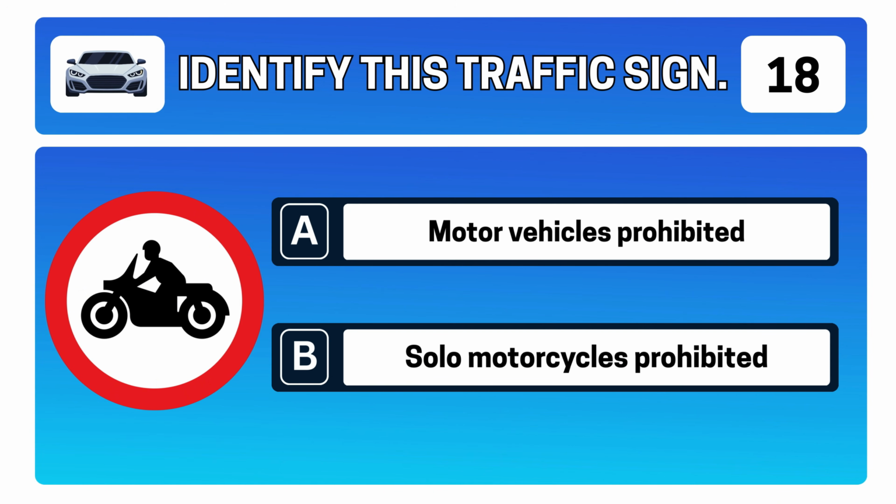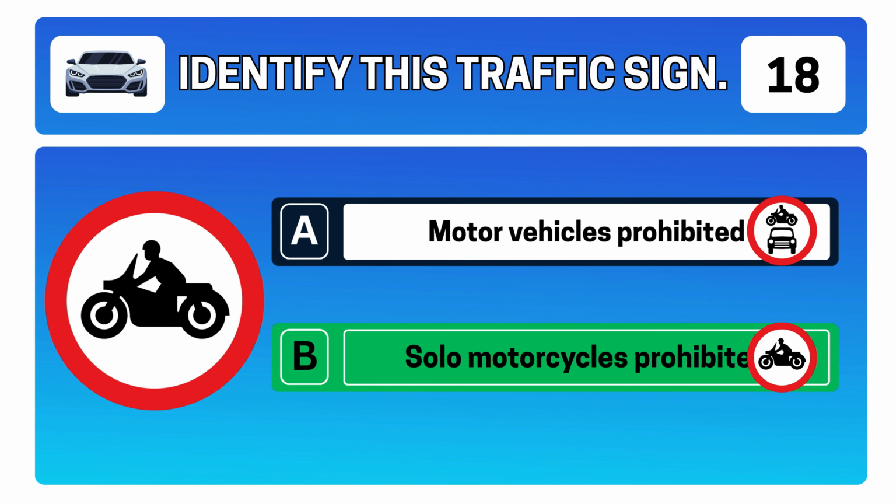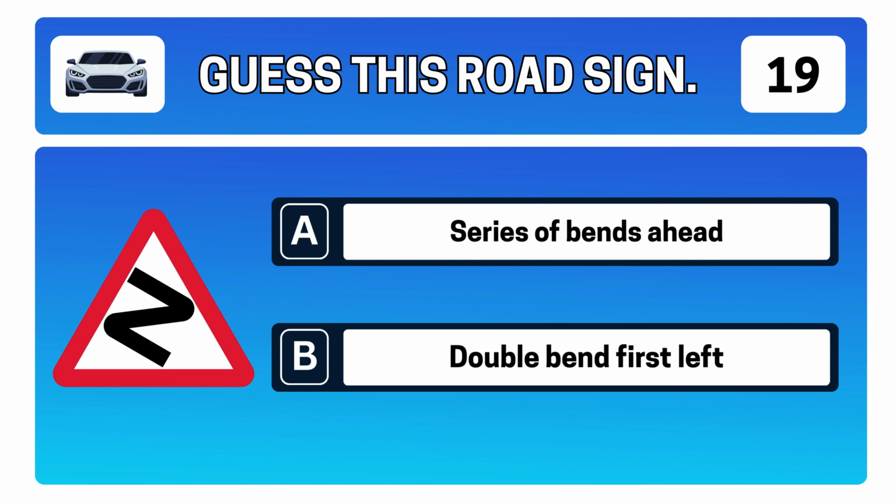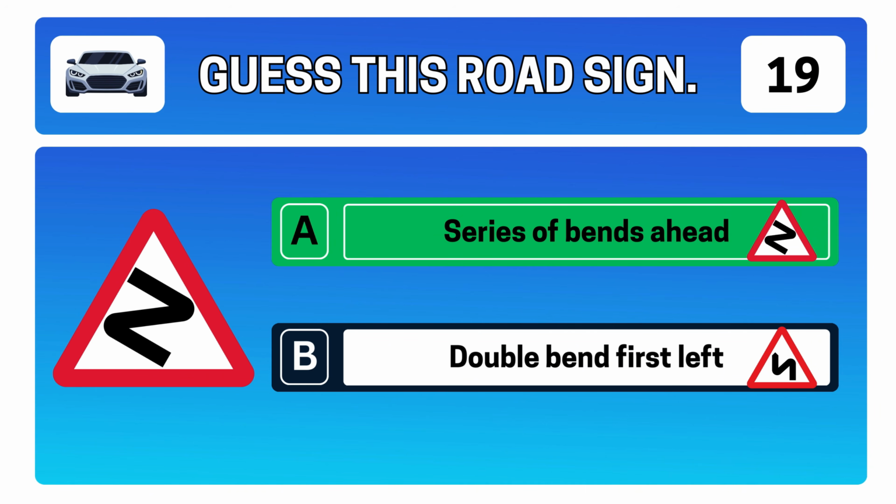Identify this traffic sign. A. Motor vehicles prohibited. B. Solo motorcycles prohibited. Nicely done. This is the solo motorcycles prohibited sign. Guess this road sign. A. Series of bends ahead. B. Double bend first left. Exactly. This sign warns drivers of a series of bends ahead.